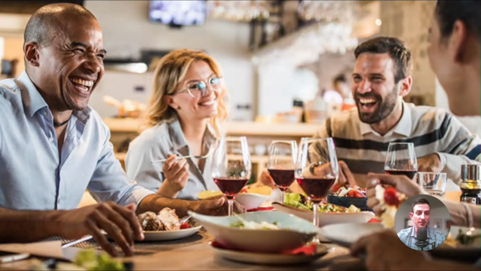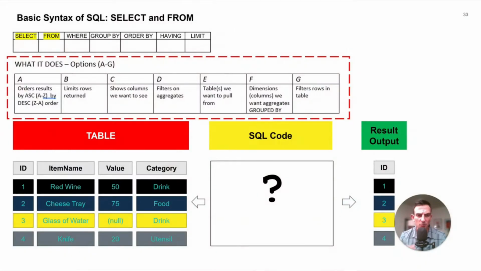And I came up with this idea when I was at a dinner party a couple years ago, and someone asked me, "Hey, Michael, what do you do for a living? What's your job?" I said, "Well, I write SQL and I teach people SQL." And they said, "Okay, well, how does that work?" And I said, "I could probably tell you with all the items on the table here how SQL works." And on this table, we had a glass of red wine, a cheese tray, a glass of water, and a knife. We had 4 items.